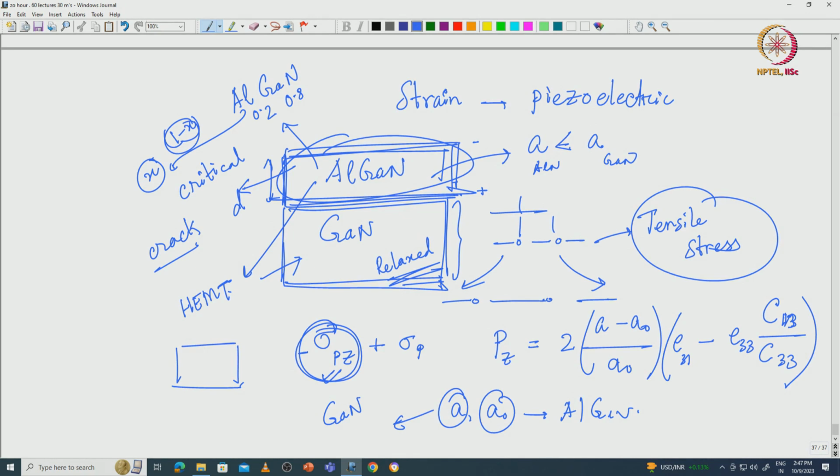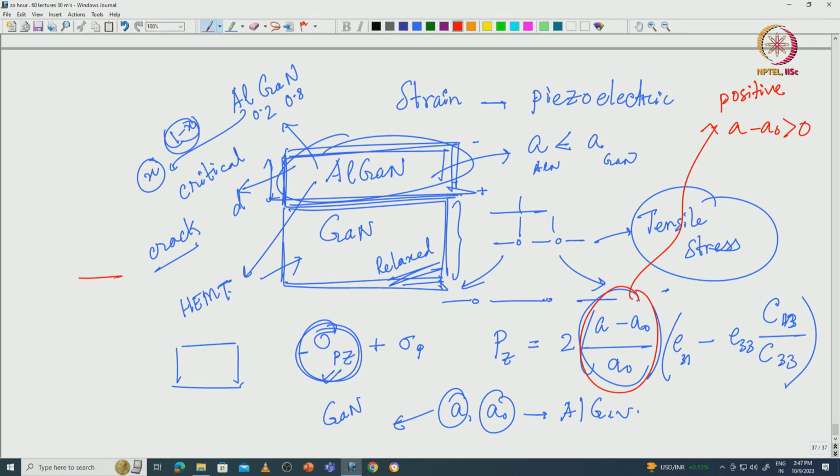So, you can see that AlGaN has a lattice constant which is smaller than that of GaN. So, this quantity, maybe I can use a red mark here, is always going to be positive for AlGaN on GaN, simply because A minus A naught is greater than 0, because the lattice constant of AlGaN is smaller than that of gallium nitride.